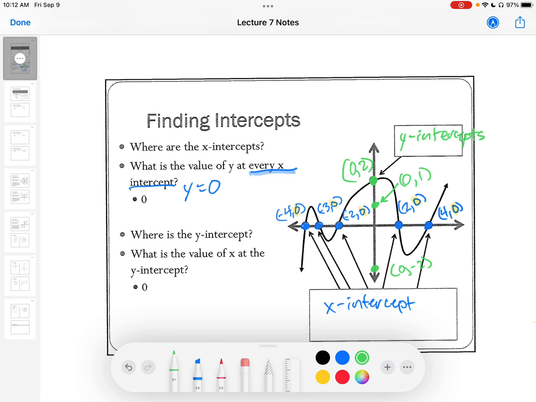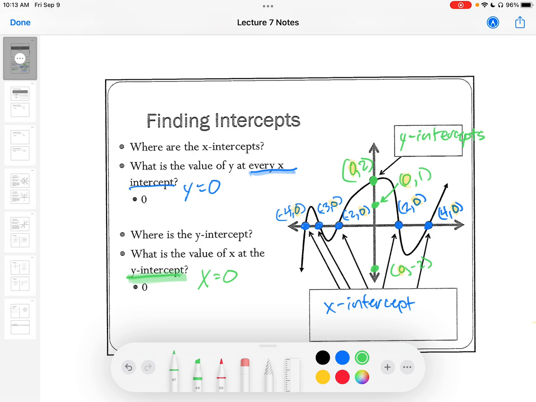I know that those y-intercepts couldn't all be on the same function, but notice that all of those potential y-intercepts have a 0 in the x spot. So just like for every x-intercept, your y value has to be 0, for every y-intercept, your x value has to be 0.